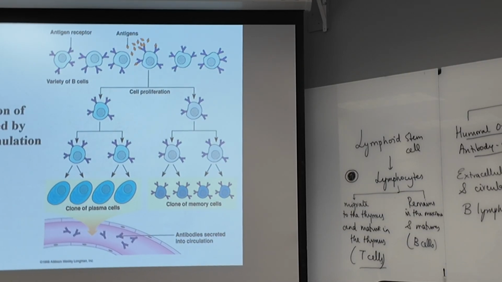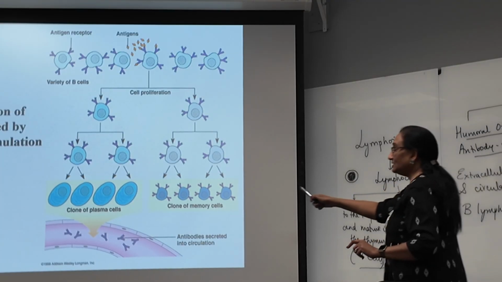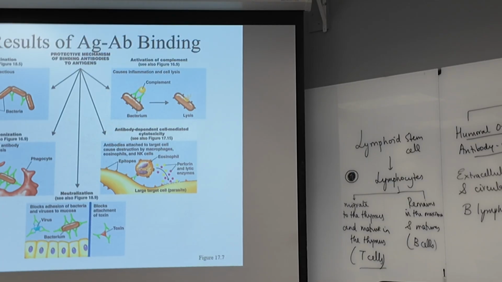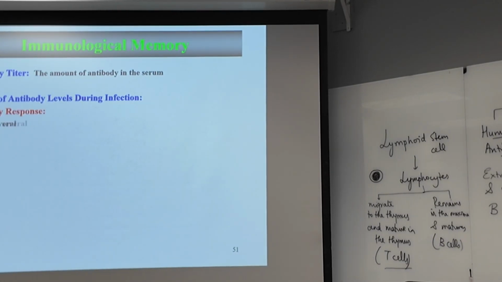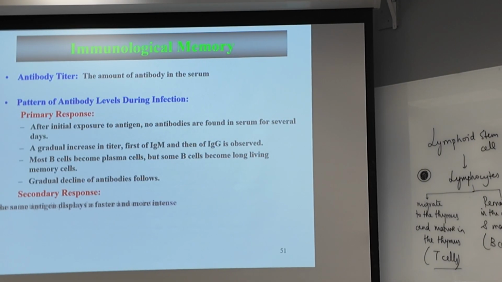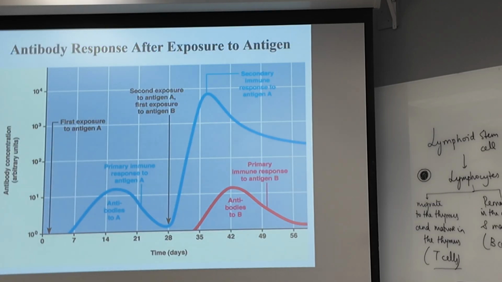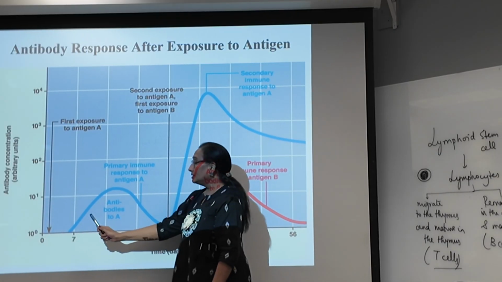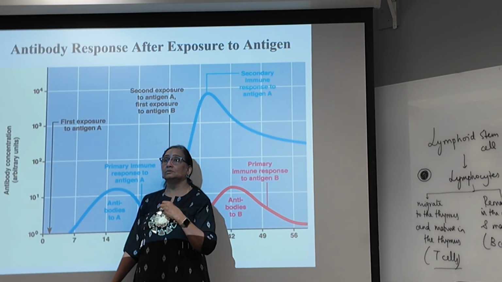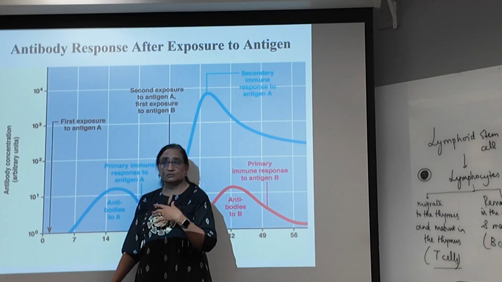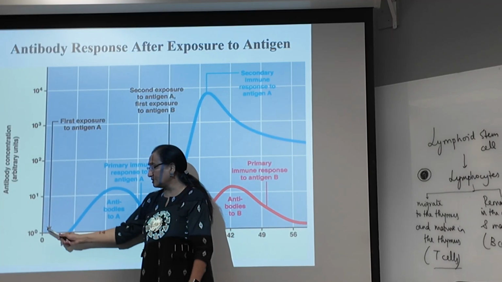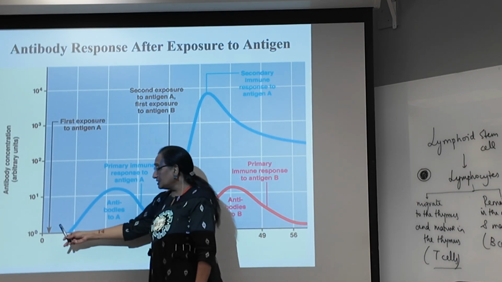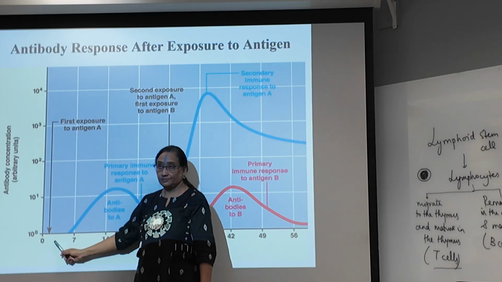Now let's see what happens with these memory cells. We'll come to this. Now what is this memory? I keep telling you that acquired immunity has a memory. What is this memory? Let's say this is the first exposure to an antigen. Let's just take anything, chicken pox or whatever, exposure to a bacterial antigen or a pathogen. The first time the child is exposed.